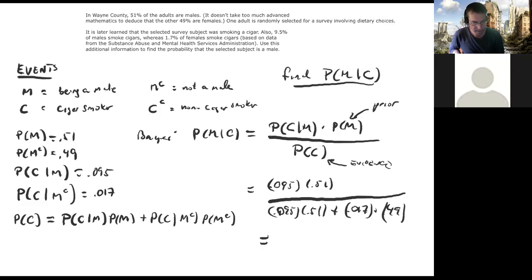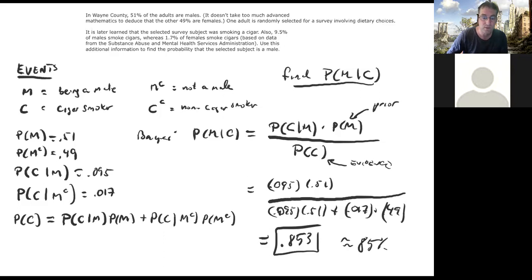And what do you get? If you did this correctly, you get 0.853. So about 85% of the time, you could expect probabilistically that a cigar smoker will be male. So that is the kind of Bayes theorem calculation.